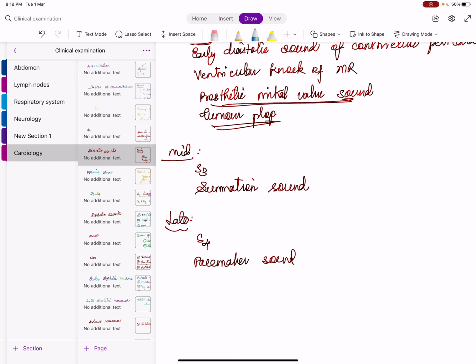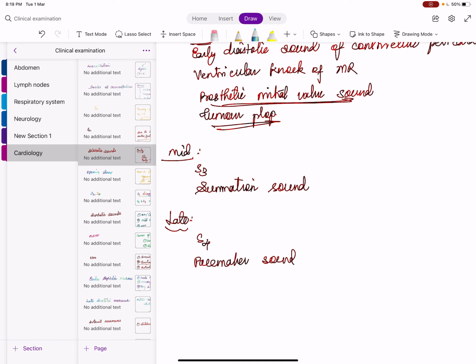So how to tell P2 from A2? Take an inspiration. During inspiration, the sound which increases will be P2. The sound which decreases will be A2. Assess for the split. How to say loud P2? P2 is louder than A2 at the apex. At the pulmonary area, P2 is heard in other areas other than the apex, even though it is less in intensity than the A2. Palpable P2. Splitting heard in areas other than the apex are the causes of loud P2.